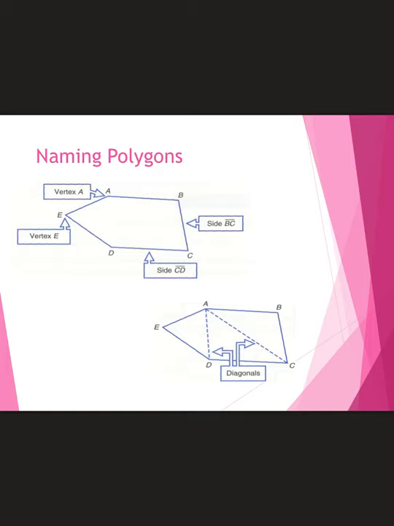We call where two line segments meet a vertex. So here you can see vertex A, vertex E. We could say vertex D. When we're talking about a side, again, it is a line segment, so you're going to call it side CD or side AB, and you're going to have a little line segment above the top. Then we have diagonals, and a diagonal is anything that crosses between two of the vertices inside of the polygon.